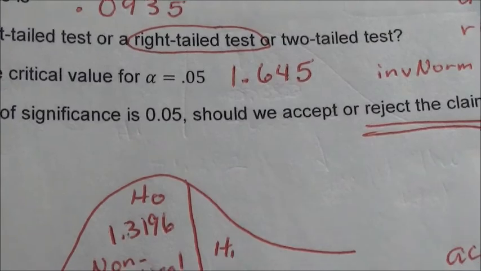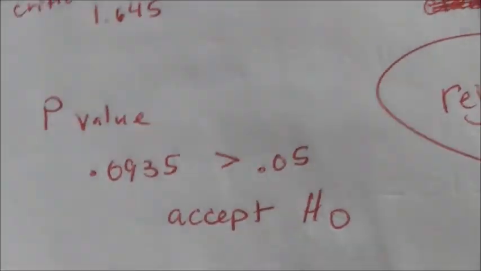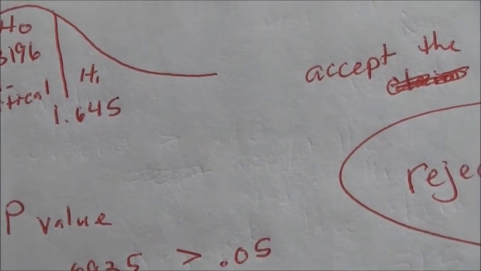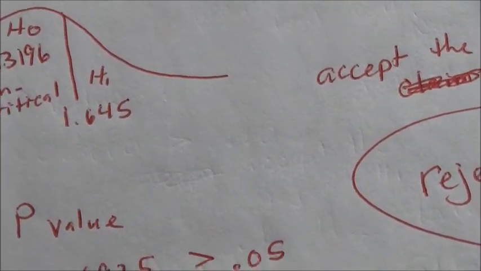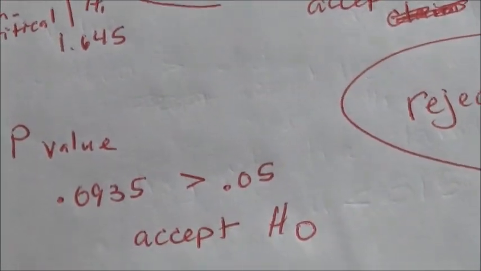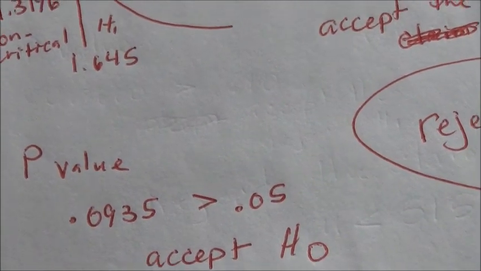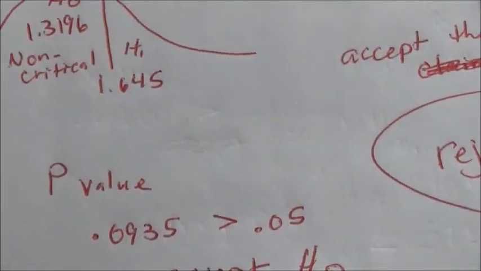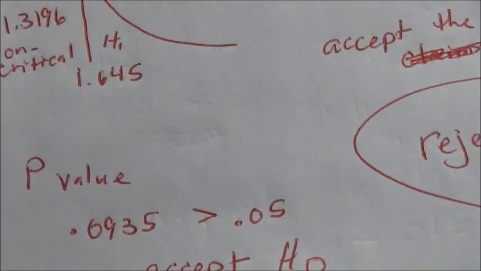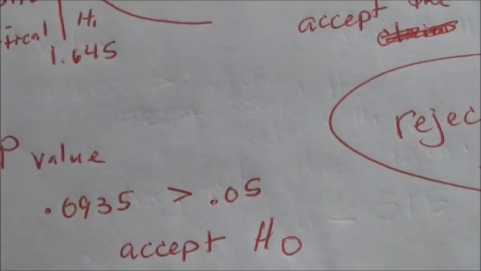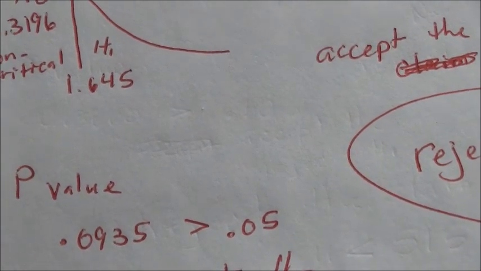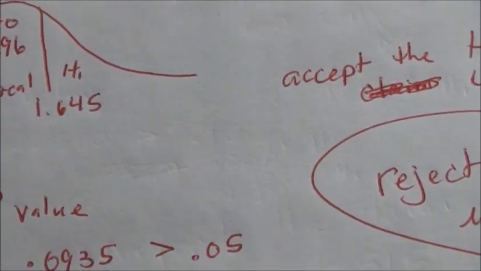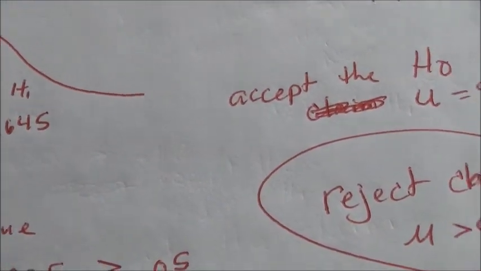My other way that I can compare that is comparing my p-value. My p-value was 0.0935. Since that is greater than my alpha value of 0.05, again, I would accept the null since the p-value is greater than the alpha value. And if I'm going to accept the null, that means I'm going to reject the claim, because the claim was the one that says, is it greater than or not? And so either way I test it, using the critical value or by using the p-value, I'm going to end up rejecting the claim that my mean was greater than 42,000.